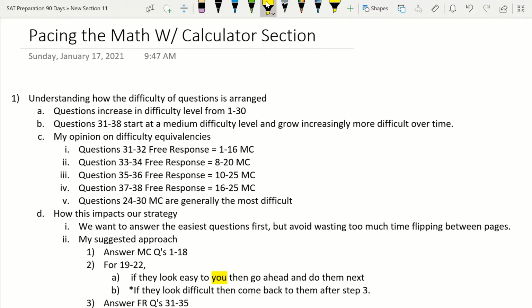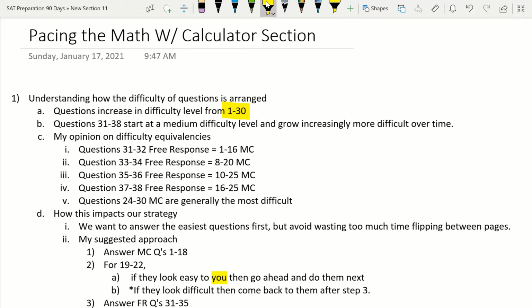So the first thing we need to do in understanding how to pace the Math with Calculator section of the SAT is understand how the difficulty of the questions is arranged. Questions increase in difficulty level from 1 through 30. The Math with Calculator section has 30 multiple choice questions, and they get increasingly more difficult as you go from 1 to 30.